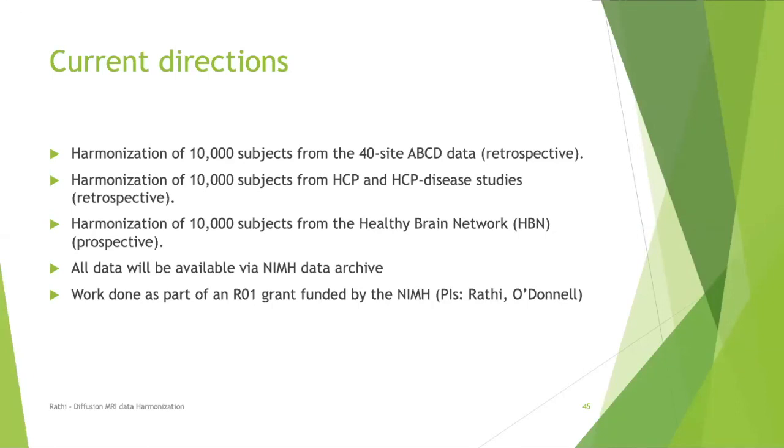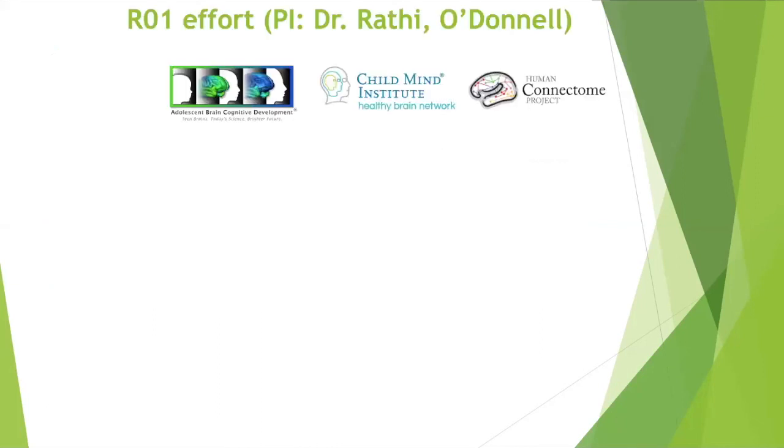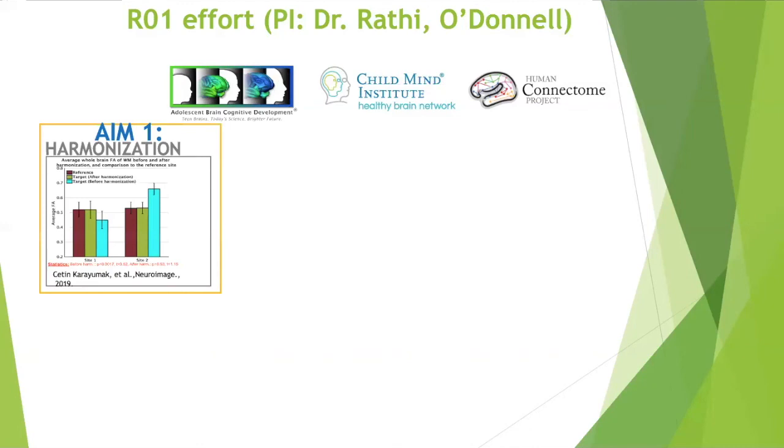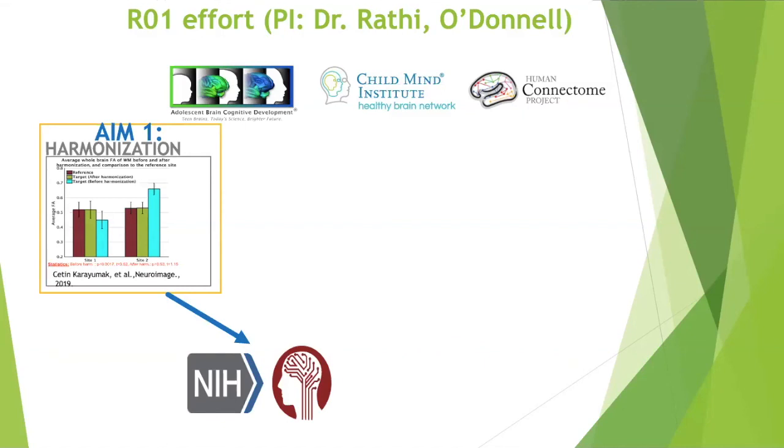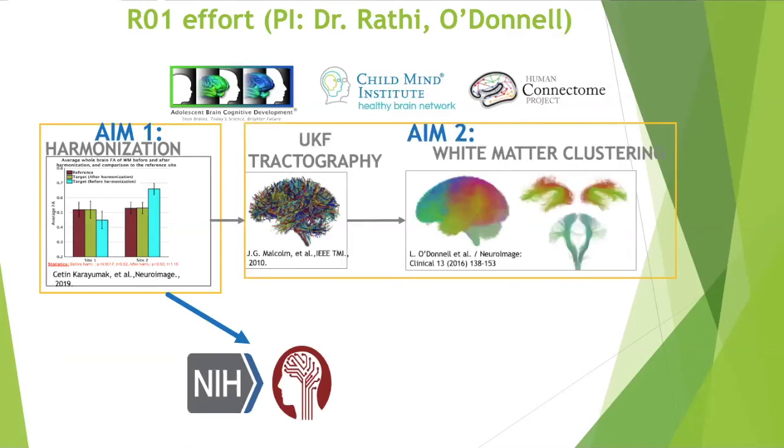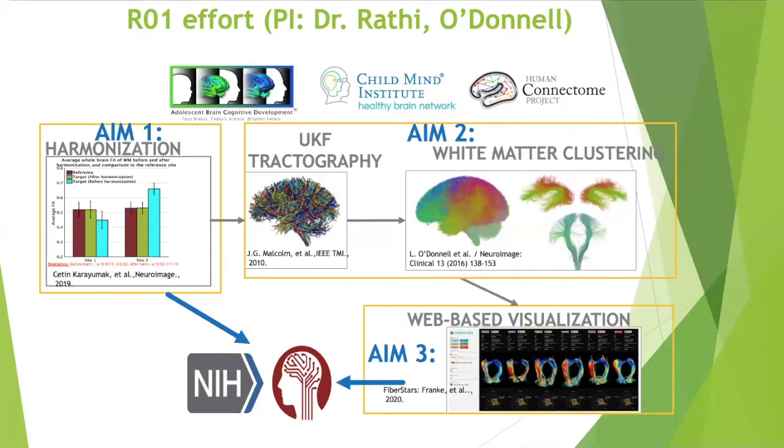All of that study is funded as part of our R1 grant. And very briefly about this grant, if people are interested, our first step would be harmonization of the data and deposit it to the NIMH data archive. The aim two would be to do tractography and extract about 150 to 190 white matter fiber bundles, well annotated based on known human neuroanatomy. And then we will also provide a visualization tool for people to explore and mine this data from the NIMH data archive itself.